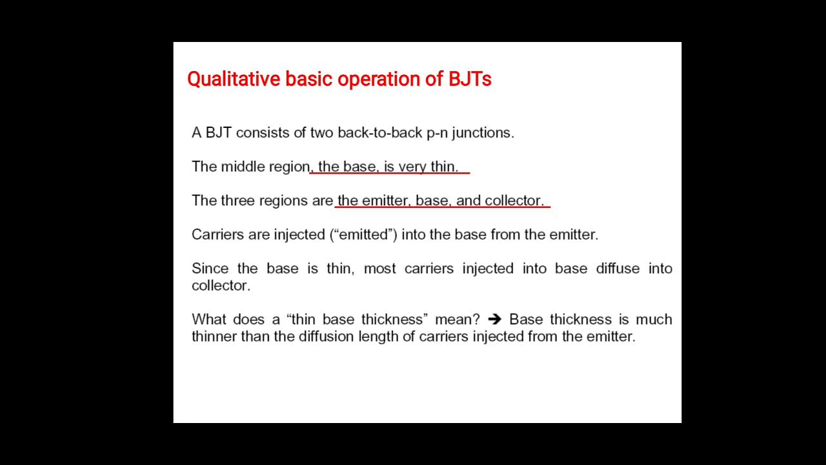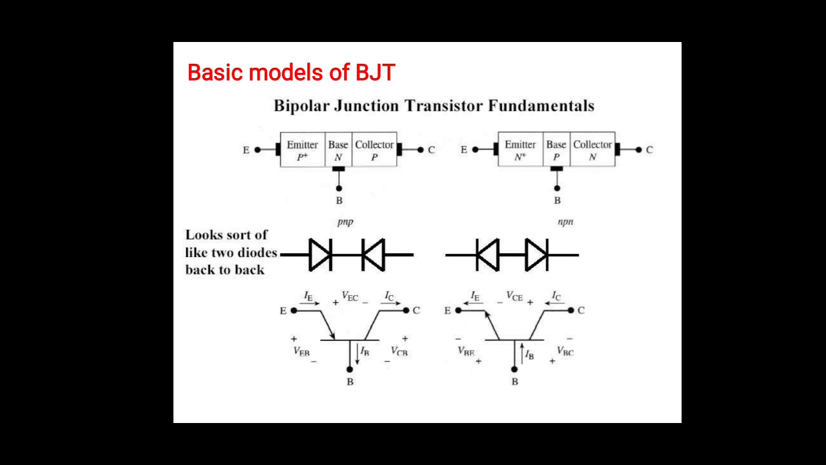Since the base is thin, most of the carriers injected into the base diffuse into the collector. So what does thin base thickness mean? The base thickness is much thinner than the diffusion length of the carriers which are injected from the emitter.